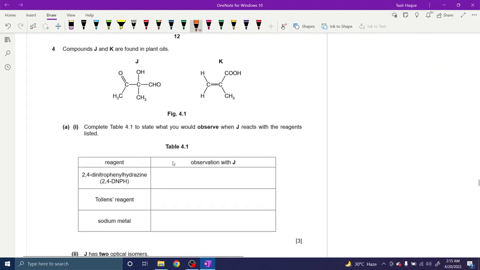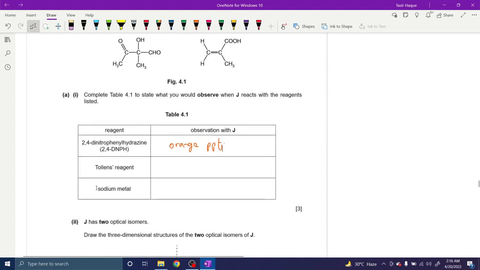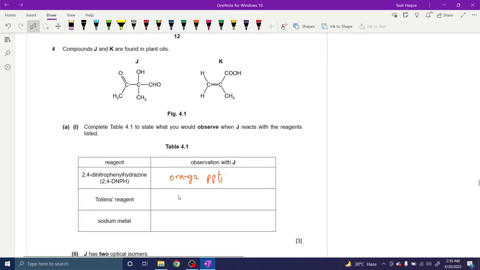Next, we have J and K, which are found in plant oils. Observation with J, 2,4-DNPH. Since there's an aldehyde, we're going to see a red, orange, yellow precipitate, right? An orange precipitate, PPT, or solid. You could write the full form, by the way. Tollens' reagent, right? Since it has an aldehyde, we're going to see a silver mirror, okay? Or a silver precipitate, that's fine. Sodium metal, right? It's going to react due to the presence of the alcohol and carboxylic acid group, right? So we're going to see effervescence or bubbling or fizzing.